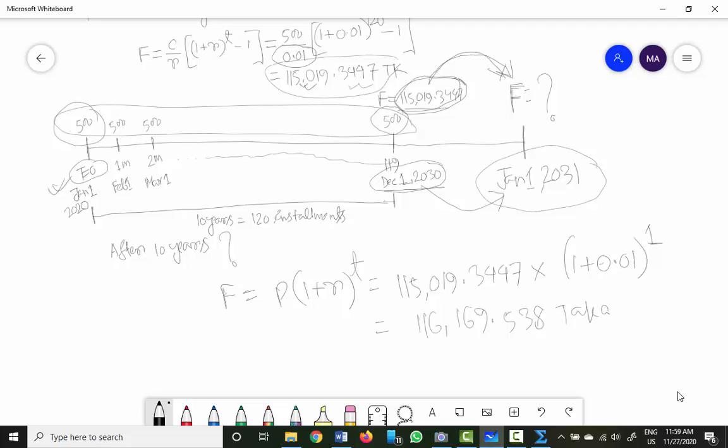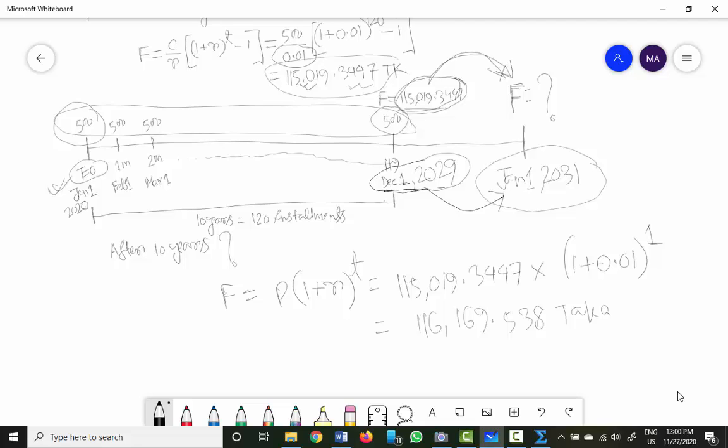Sorry, I need to make a correction here. It will not be 2030, here the date will be 2029. At this period you will get your future value of annuity. That means on December 1 2029 you will make your last deposit. So 10 years means 120 installments.